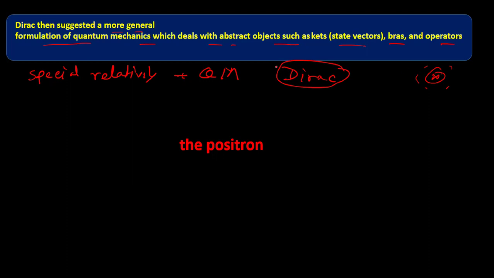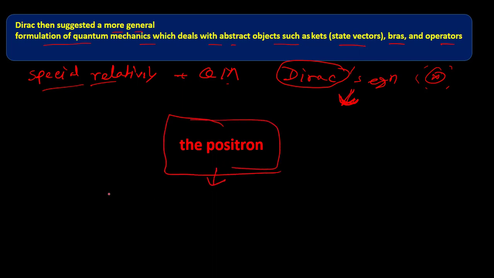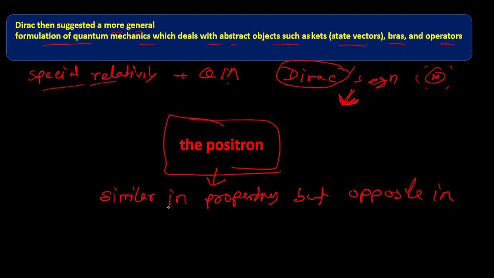Okay. This equation, what did Dirac do? He took special relativity and quantum mechanics and made an equation. This equation, known as Dirac's equation, predicted the existence of an antiparticle. From this equation, he predicted an antiparticle, the positron. And what is it? It is similar in properties but opposite in charge, with whom? With the electron. It acts as an antiparticle.